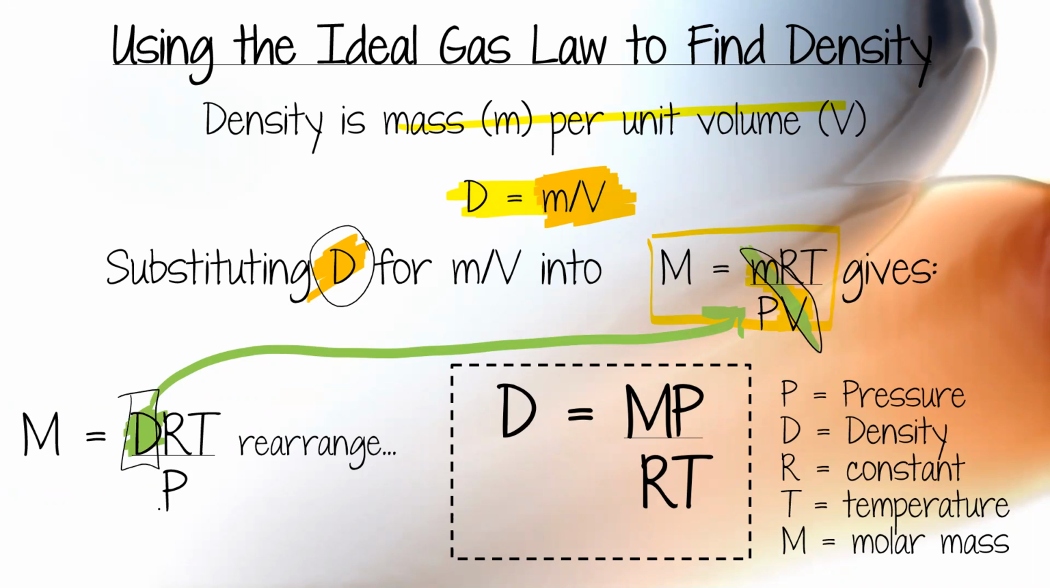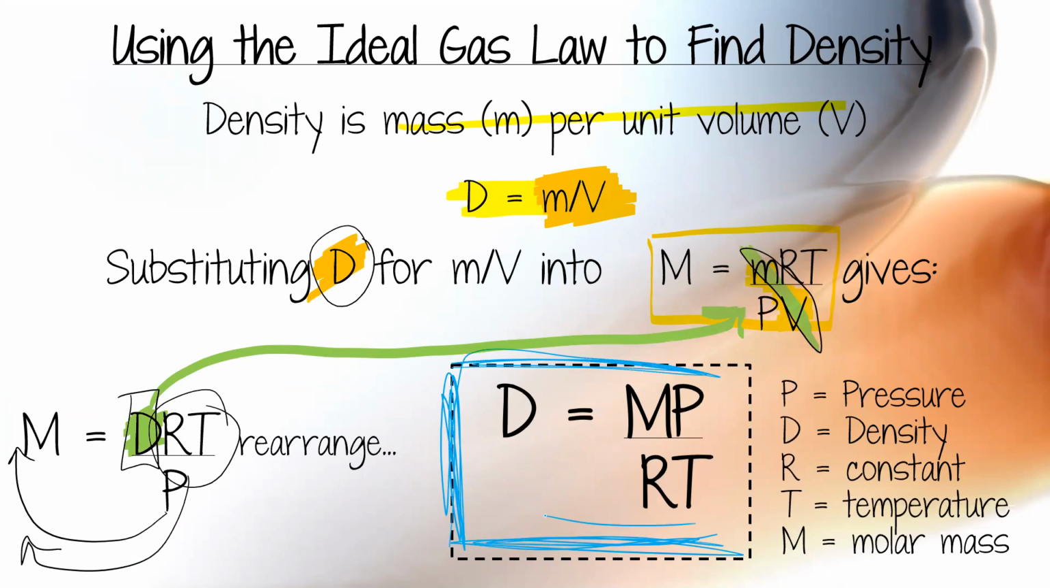Well, I would have to multiply P up. So PM, or MP, equals DRT. And then I would have to divide these down. Okay? Algebra. Once again, here is what I need you to know.